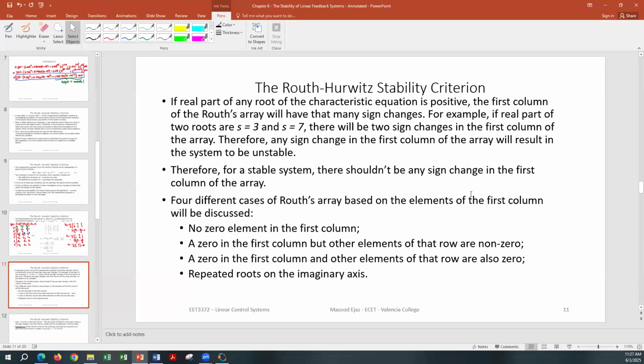Basically, the first point is here. Therefore, for a stable system, there should not be any sign change in the first column of the array. Either all of them are positive or all of them are negative in the first column.